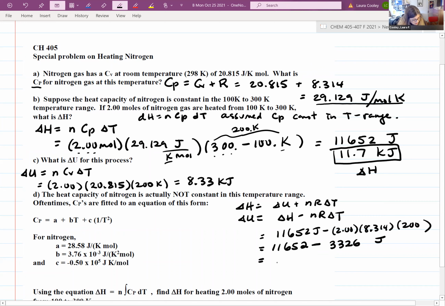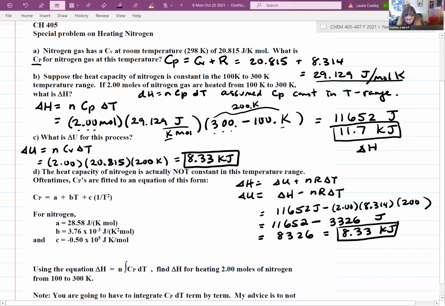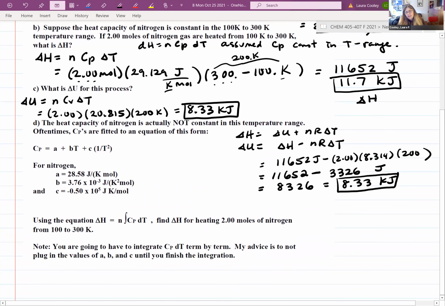So it comes out to 8326 or 8.33 kilojoules, which is, of course, exactly the same as this. So you can do it either way. Okay. Now, this last part is the tough part.